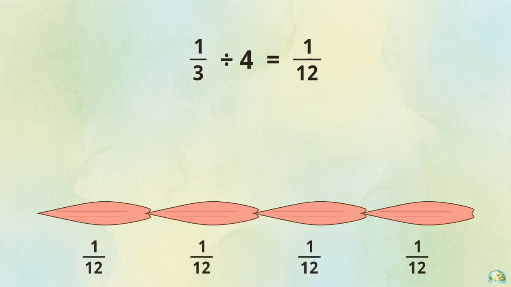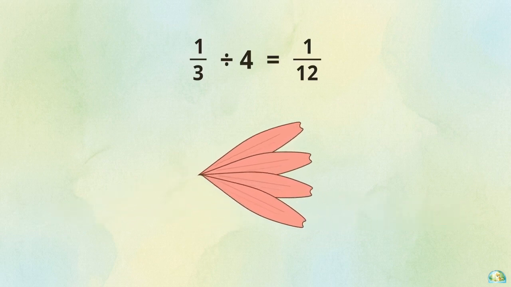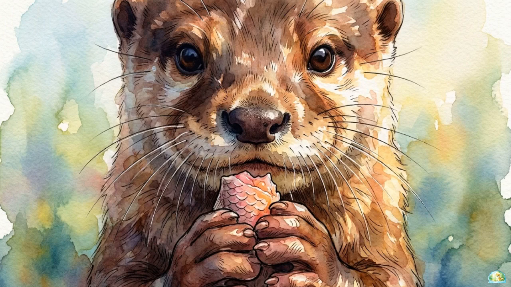Because division and multiplication are inverse actions, we can gather those shared pieces back together to verify the math. The 4 1/12 pieces lock back into the original 1/3. 1/12 times 4 equals 1/3. Sharing a unit fraction among a whole number of pups guarantees that each individual share gets smaller.